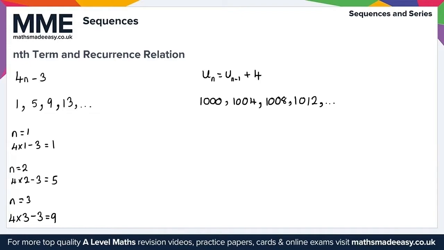So to uniquely define a sequence, we need to specify a term. So for example, u1 equals 1 there. That gives us our first term there, and then we can easily just use our recurrence relation to define that sequence. That gives us everything we need there for the nth term and recurrence relation.